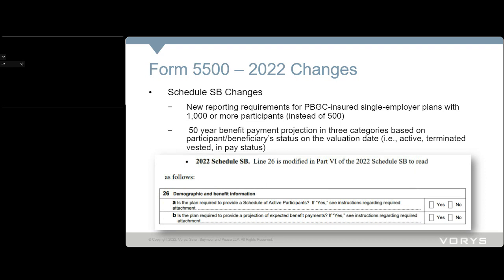Similarly, there were additional changes that were made to the Schedule SB. Again, the SB is the Single Employer Defined Benefit Actuarial Information Schedule. And so similar to Schedule MB, the new requirements apply to plans with 1,000 or more participants, and they require 50-year benefit projections be broken down into active, terminated vested, and pay status categories as well. Participants here are counted as of the valuation date instead of the beginning of the plan year, which is the count date for multi-employer pension plans.